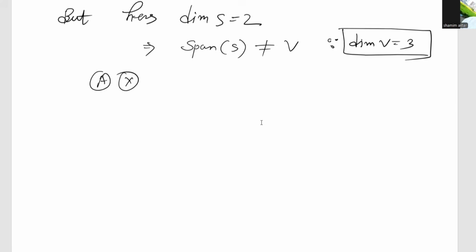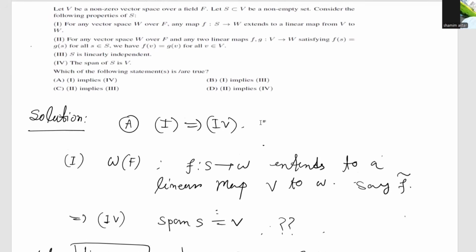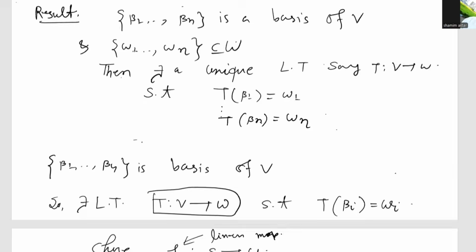Now the second option. Option B says that statement 1 implies statement 3, that is, if for any vector space W over F any map can be extended to a linear map from V to W, then S is linearly independent. Now check option B.